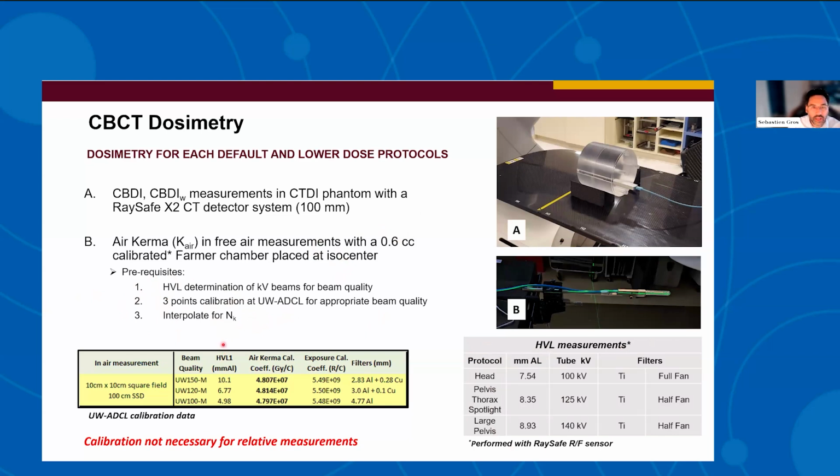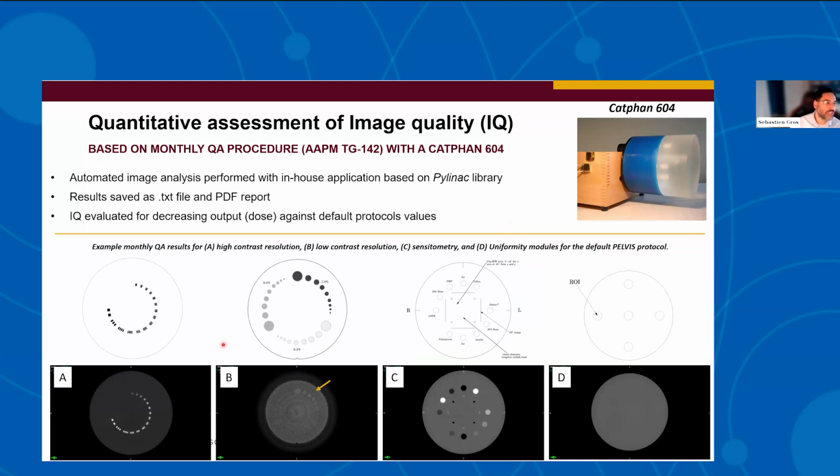Looking at the quantitative assessment of the image quality. We wanted to design a practical method that could be readily implementable in any clinic. So we based it on our monthly QA procedure, which follows the recommendation of AAPM report from Task Group 142. And every LINAC is basically delivered with a CatPhan. So that new LINAC had a CatPhan 604, which has several modules, which I'm going to describe below. And we did perform an automated analysis of the imaging with an in-house application based on the PyLinac Python library.